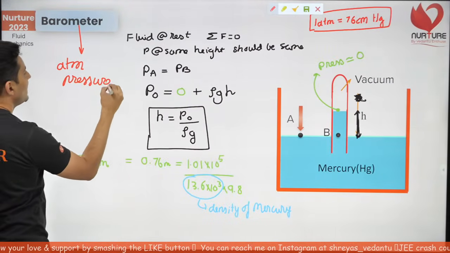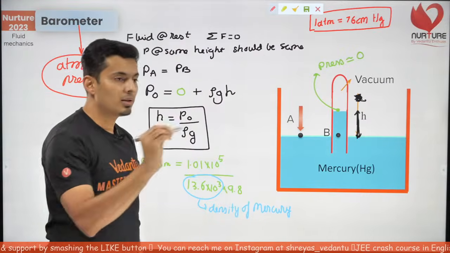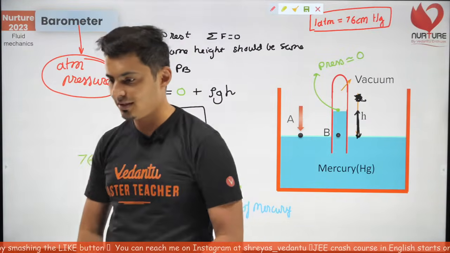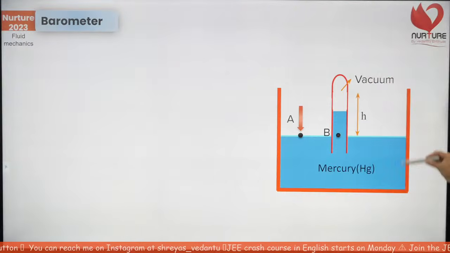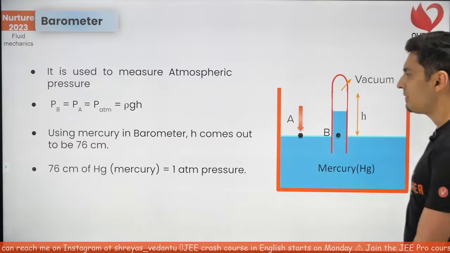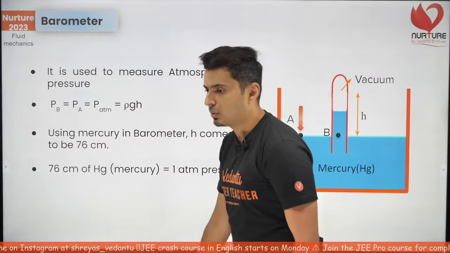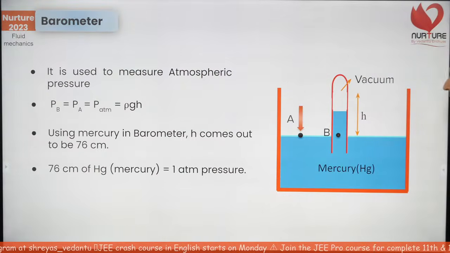What is it used for? It is used for measuring atmospheric pressure. Keep this in mind. Perfecto. Shall we go to some questions? And here it comes on your screen. And by the way, I have put all the theory right over here. All right. Here it comes.